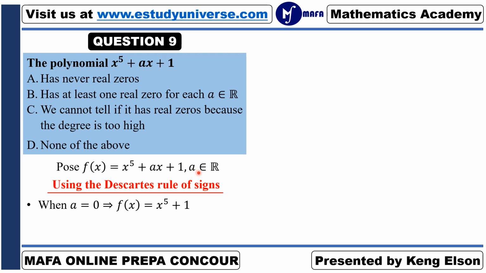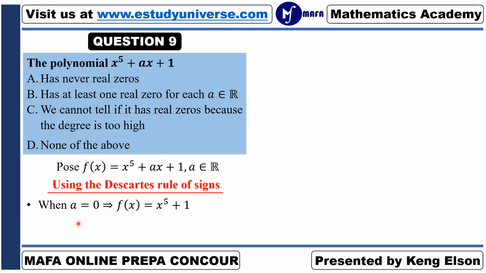So we are going to consider separate cases of a. Since a is a real number, it's going to be preferable that we take three cases. We first make a equal to 0, then we take a greater than 0, and a less than 0. We are choosing 0 because 0 is neutral.